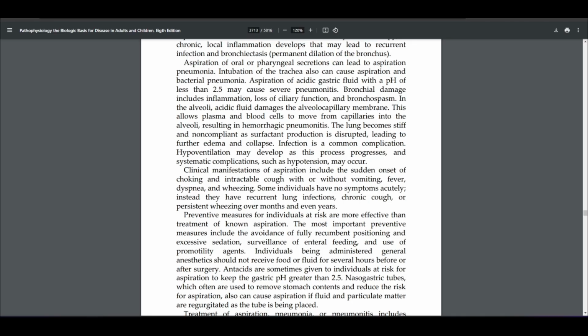In the alveoli, acidic fluid damages the alveolo-capillary membrane. This allows plasma and blood cells to move from capillaries into the alveoli, resulting in hemorrhagic pneumonitis. The lung becomes stiff and non-compliant as surfactant production is disrupted, leading to further edema and collapse. Infection is a common complication. Hypoventilation may develop as the process progresses, and systemic complications such as hypotension may occur.